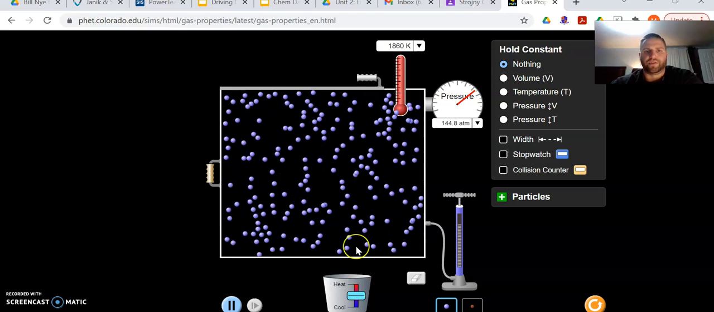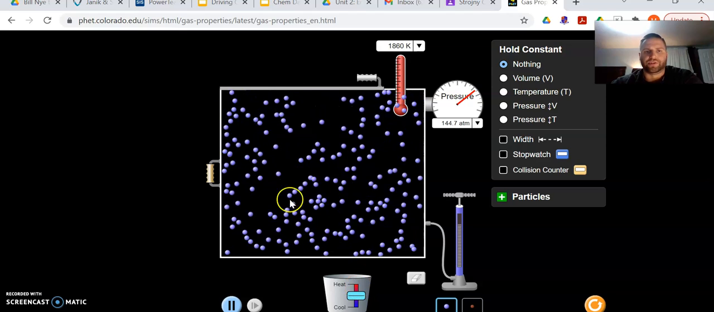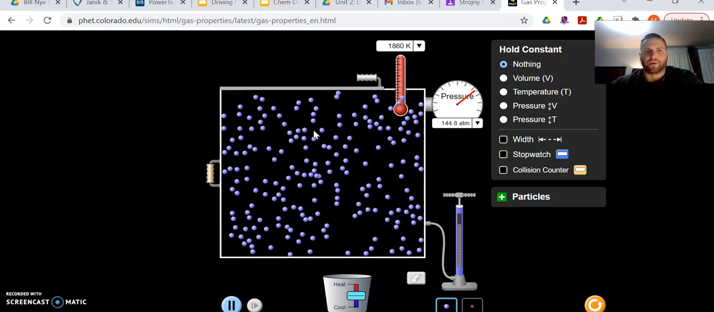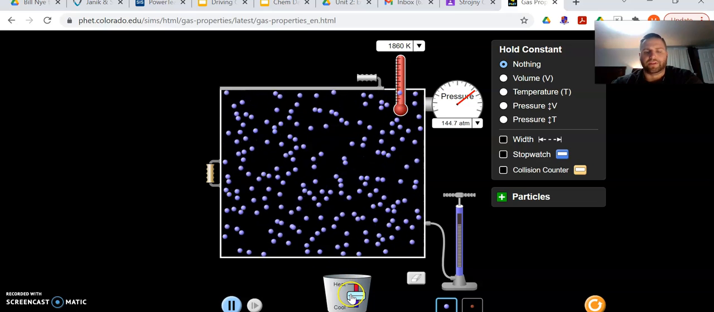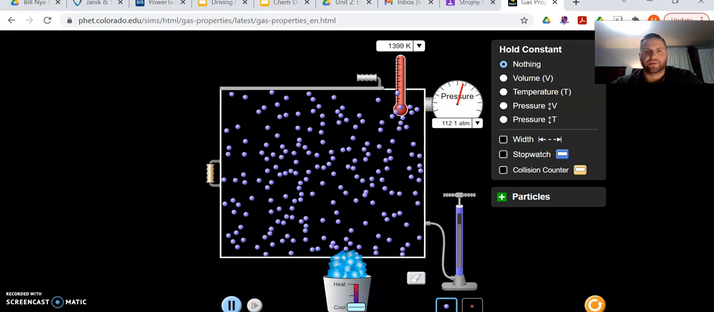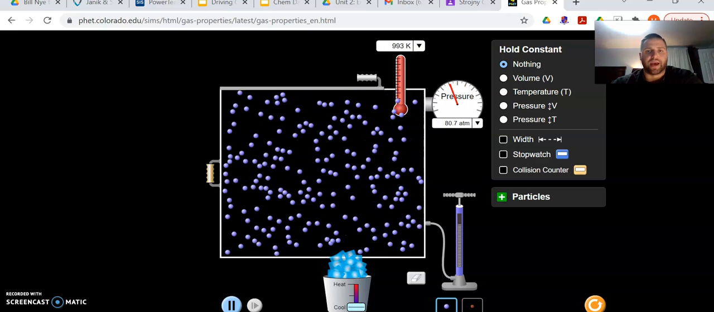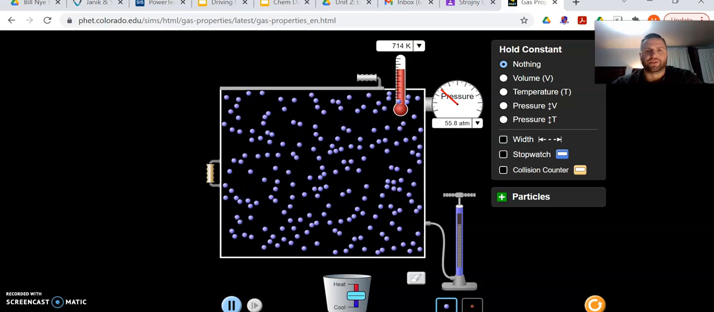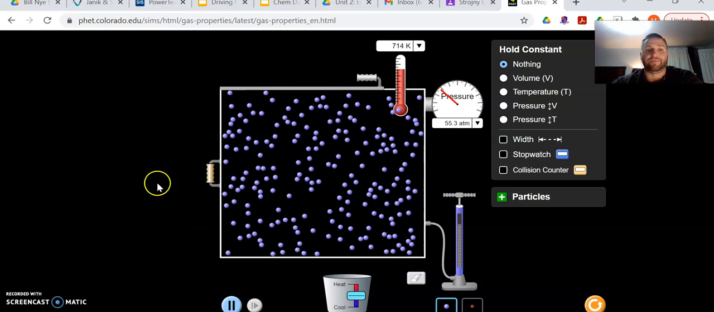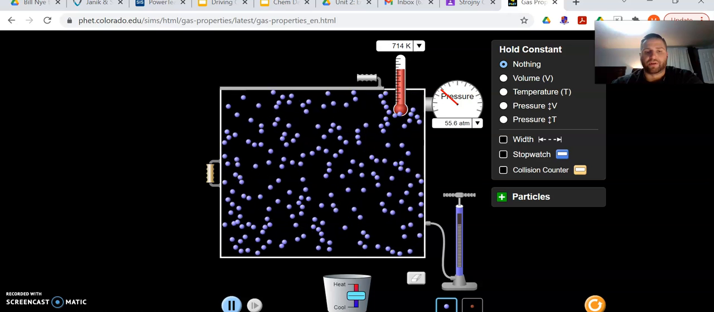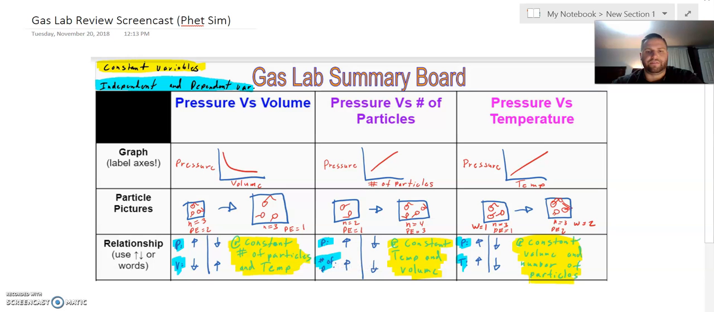The particles are visibly moving faster. There are more collisions, more bumper car effects here. And let's see what happens when I actually cool this down. The opposite happens. The pressure actually goes down. So there is a relationship between the pressure and the speed if the volume and the number of particles are held constant. Let's see if our summary says this. Temperature increases, pressure increases, perfect. Temperature decreases, pressure decreases.